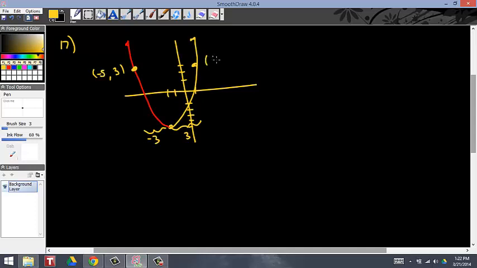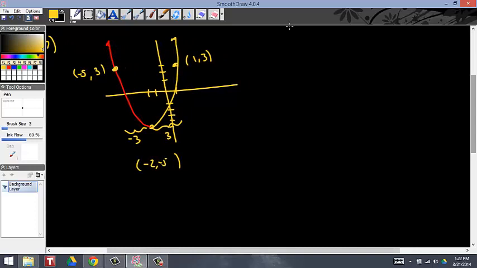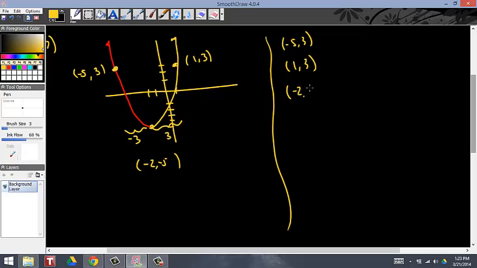So your points are (1, 3), (-2, -5). Okay, so from here, I'll just set the problem up, because solving this, we're not going to have enough time. So your points are (-5, 3), (1, 3), and (-2, -5).